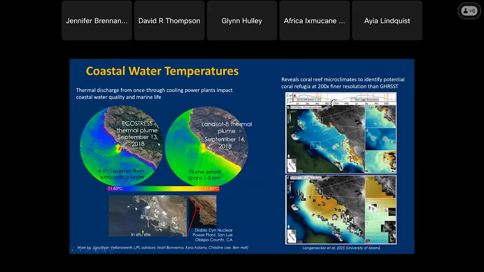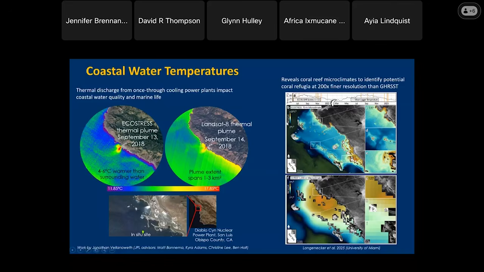The example on the left here shows a really nice use of both ECOSTRESS and Landsat to monitor thermal discharge, for example, from this nuclear power plant in San Luis Obispo, which can have a real detrimental effect on the water quality, but also the marine life in the area. And when combining ECOSTRESS and Landsat, we can do this almost every 2 to 3 days when you combine those two different acquisition schedules. That's really useful for monitoring on an almost daily basis.